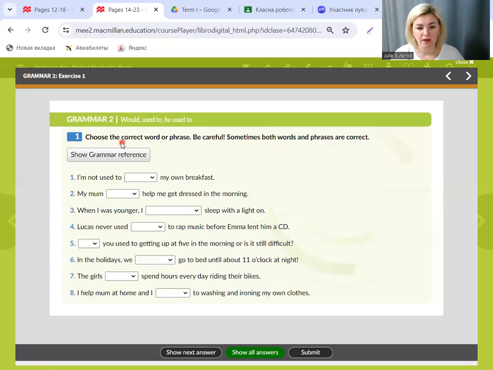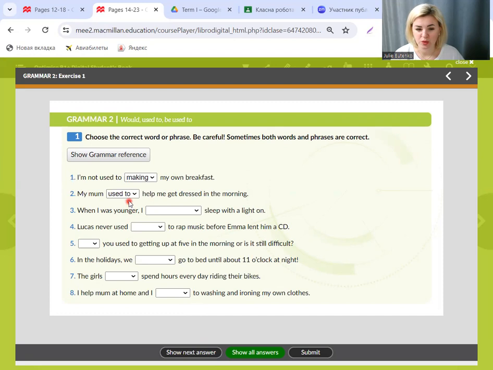In exercise 1, our task is to choose the correct word or phrase. Be careful. Sometimes both words and phrases are correct. So, number 1, I'm not used to make or making my own breakfast. Бачимо, I'm not, значить, making, герундій. My mom used to or would help me get dressed in the morning. Used to. When I was younger.